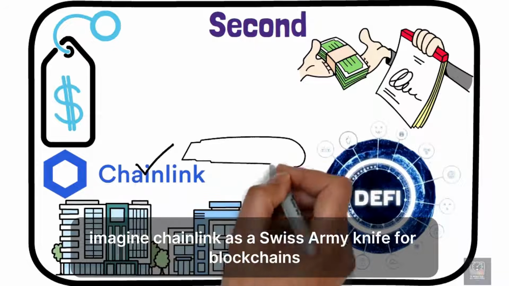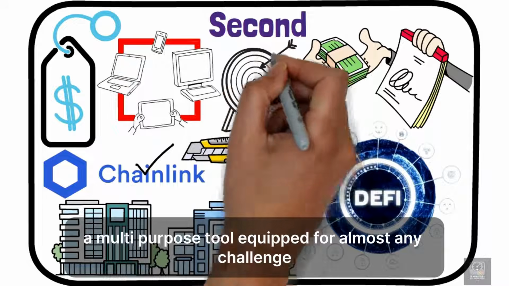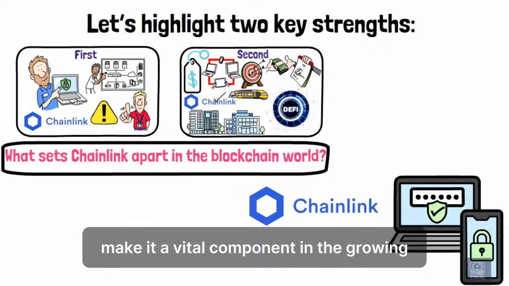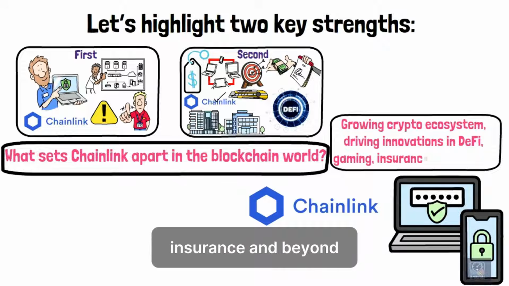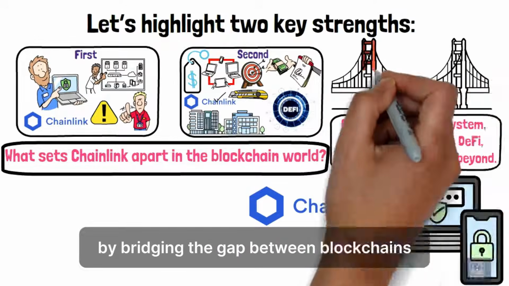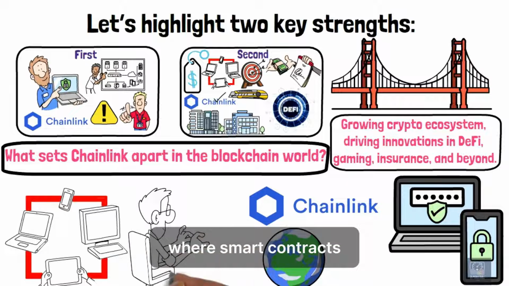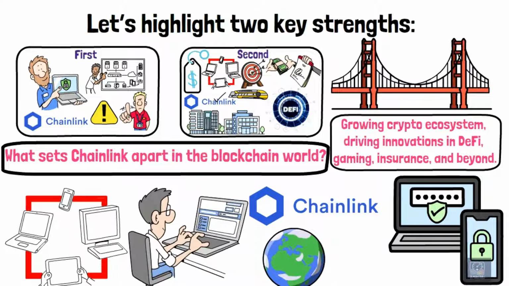Imagine Chainlink as a Swiss Army knife for blockchains, a multi-purpose tool equipped for almost any challenge. Chainlink's capabilities make it a vital component in the growing crypto ecosystem, driving innovations in DeFi, gaming, insurance, and beyond. By bridging the gap between blockchains and real-world data, it's setting the stage for a future where smart contracts can interact seamlessly with the outside world.